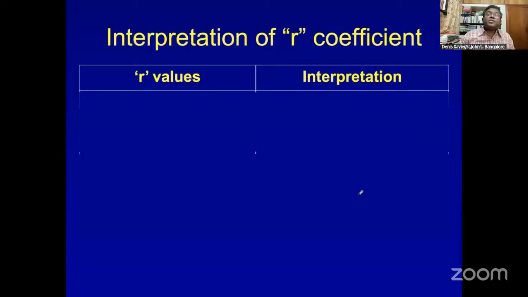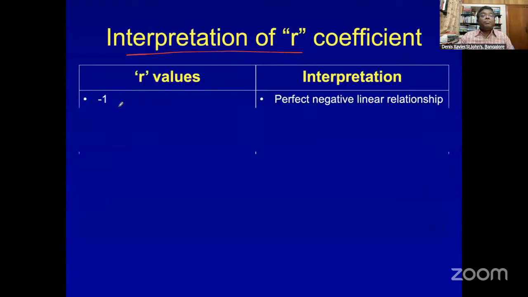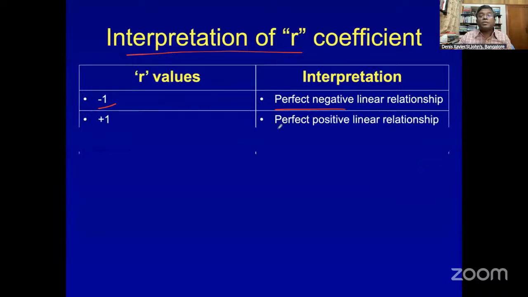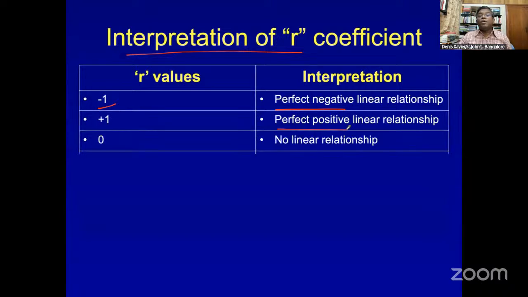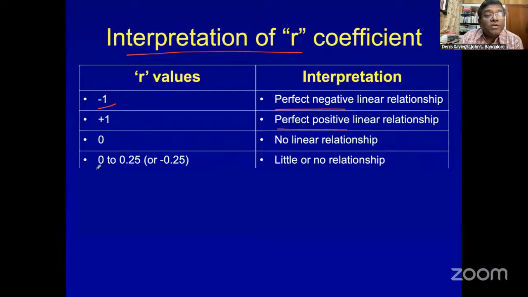More important for us is how do I interpret the R value? R value ranges from -1 to 1. When you get 1, it's a perfect correlation. -1 is a perfect negative. +1 is a perfect positive linear relationship. 0 means no linear relationship. Okay, this is important. 0 to 0.25, when we don't put a sign, it is +0.25 or -0.25. Okay, it is little or no relationship.